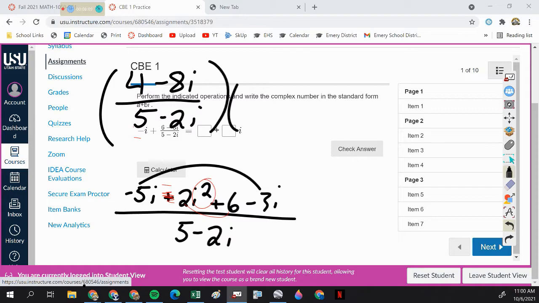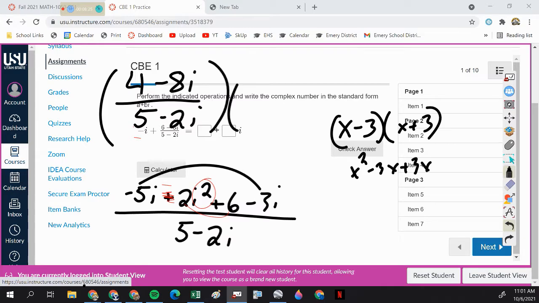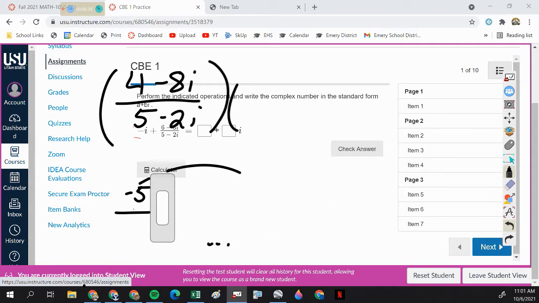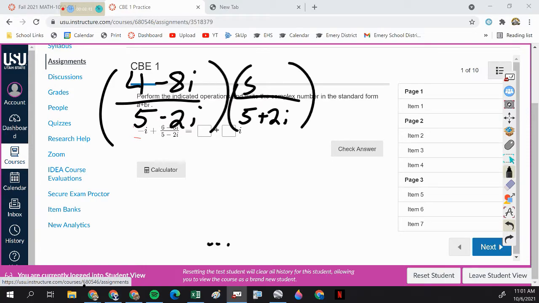What is a conjugate? If I have x minus 3, what is its conjugate? x plus 3. And these are really easy to multiply together. What happens when you multiply conjugates? You get x squared minus 3x plus 3x minus 9, and those cancel every single time. Okay? And we're going to use that property to simplify the denominator. So I multiply the bottom by 5 plus 2i. Good job, Ellie.